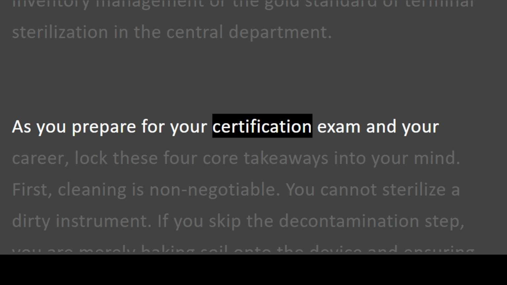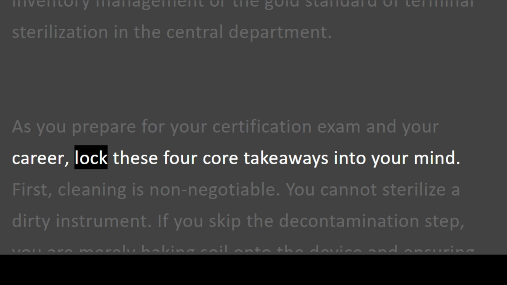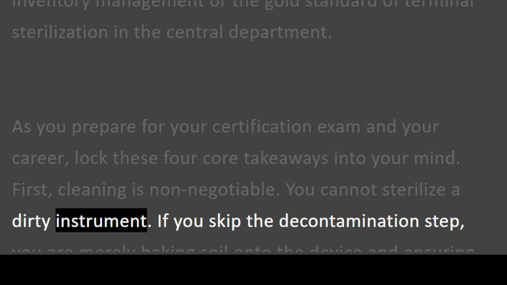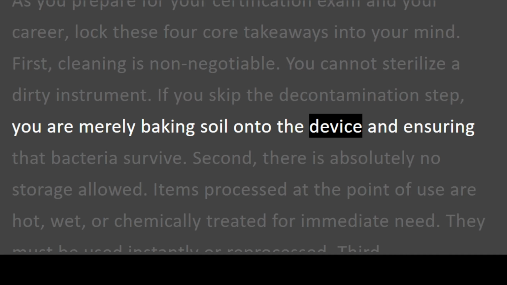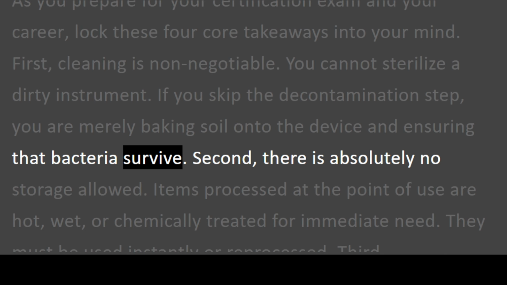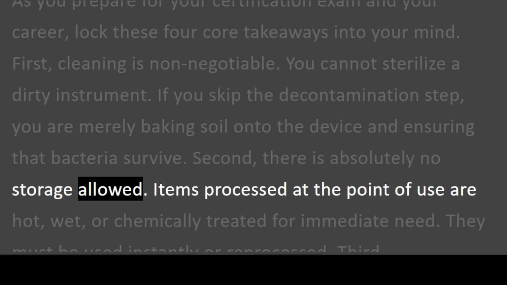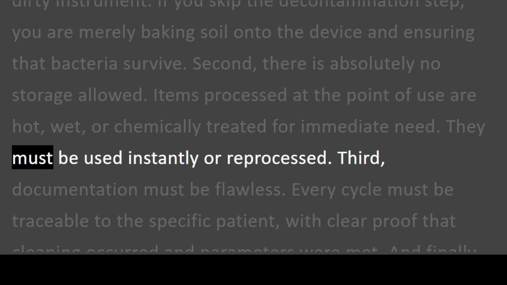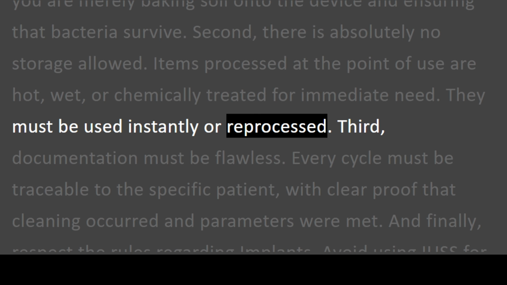As you prepare for your certification exam and your career, lock these 4 core takeaways into your mind. First, cleaning is non-negotiable. You cannot sterilize a dirty instrument. If you skip the decontamination step, you are merely baking soil onto the device and ensuring that bacteria survive. Second, there is absolutely no storage allowed. Items processed at the point of use are hot, wet, or chemically treated for immediate need. They must be used instantly or reprocessed.